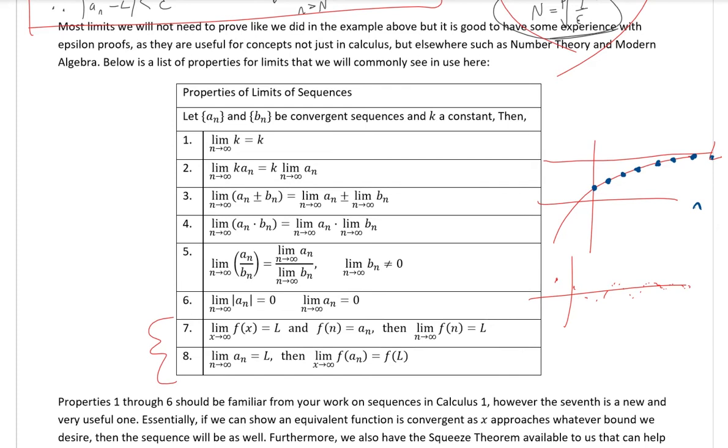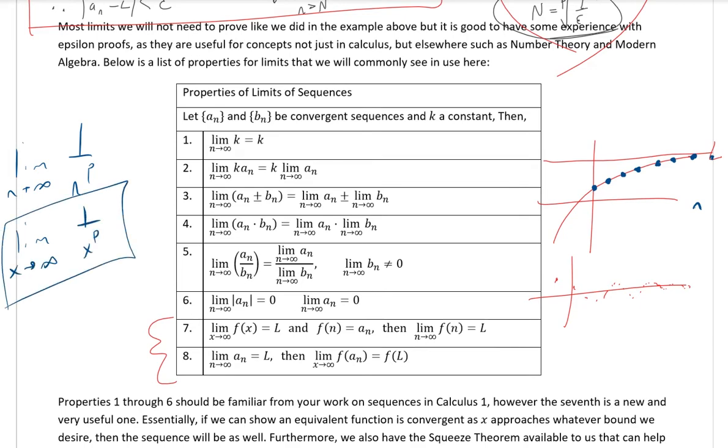What this means is that I can now relate sequences to just functions themselves. So instead of dealing with, like before, 1 over n to the p as n goes to infinity, what I can do instead is the limit as x approaches infinity of 1 over x to the p and deal with this like I would with functions, which is helpful.